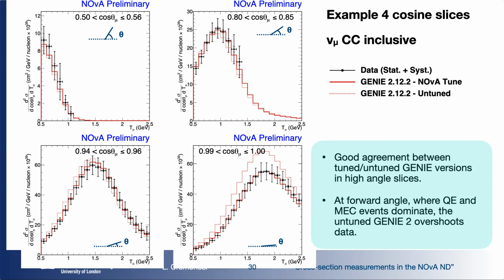So we can see in all of these that we have good agreement between our measurement and the generator in the higher angle slices. But in this very forward slice, there's a clear disagreement. We agree quite well with the tune generator, but the dashed line is quite a bit above where we are. And if you remember from my 2-dimensional plot, what did this area correspond to? That corresponded to the area in which we have the most quasi-elastic and meson exchange current events.